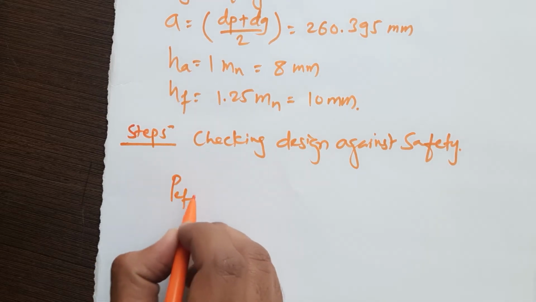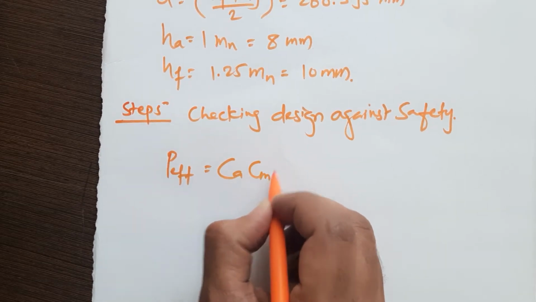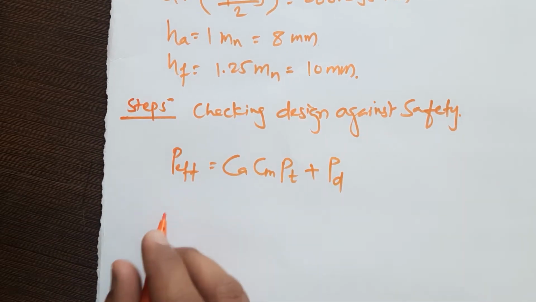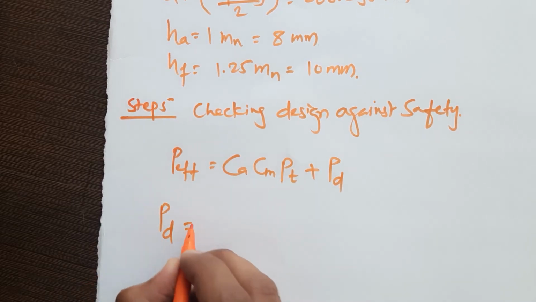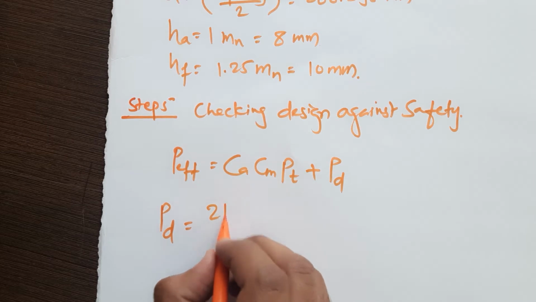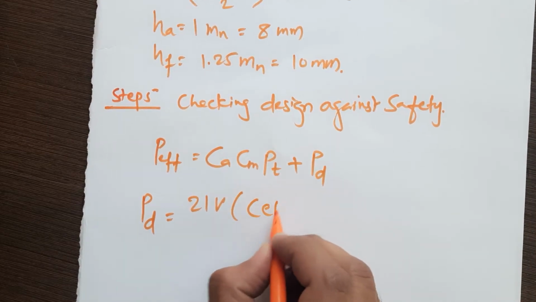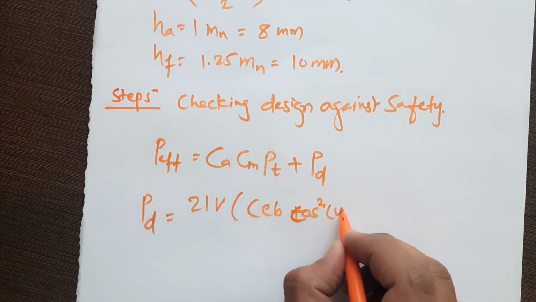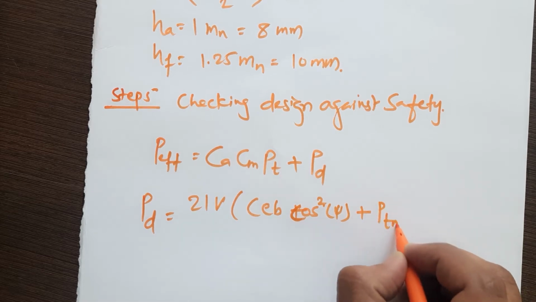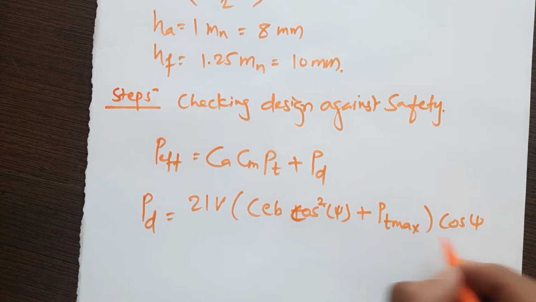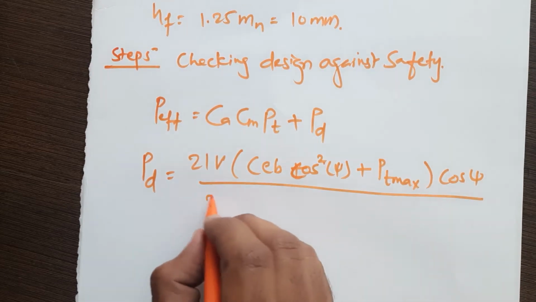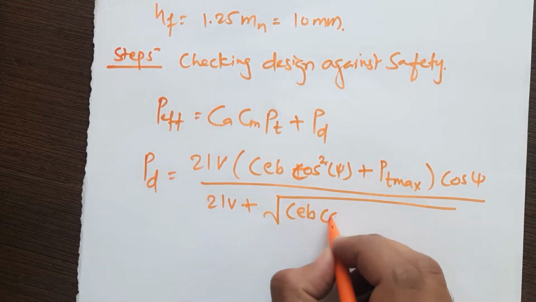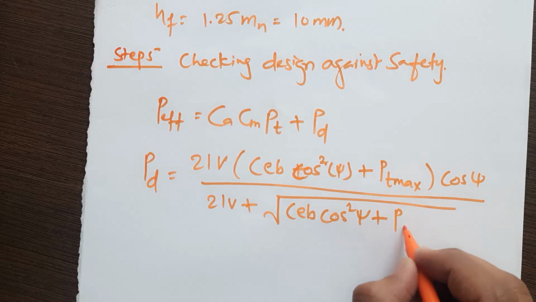P effective will be CA CM PT plus PD. PD is nothing but the dynamic load, and we can find the dynamic load by using a formula. PD is equal to 21V (CEB cos square psi plus PT max) cos of psi, divided by 21V plus under root CEB cos square psi plus PT max.